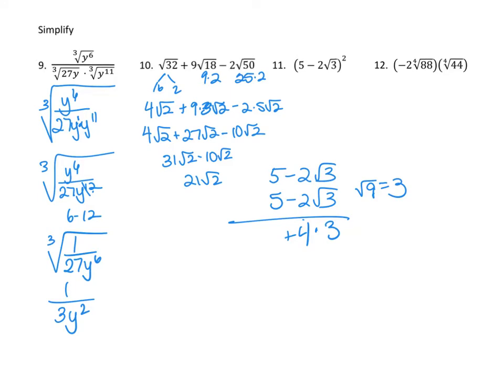Then negative 2 square root 3 times 5 is negative 10 square root 3. And then 5 times negative 2 square root 3 is negative 10 square root 3. And then we have 5 times 5 is 25. And 25 plus 12 is 37 minus 20 square root 3.